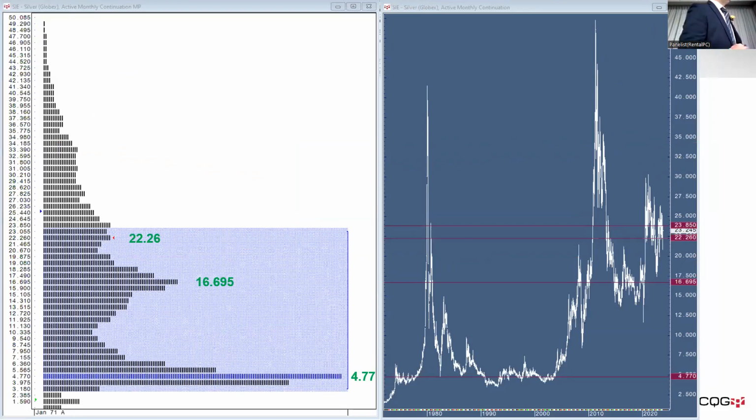For silver, same setup, but we see that the bulk of it is actually much lower, where there is the highest concentration and the biggest distribution at $4.77, followed by $16.695 and $22.16, where that distribution is forming and is currently trading.